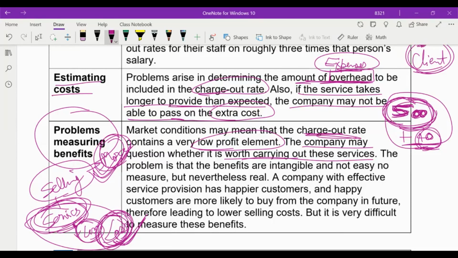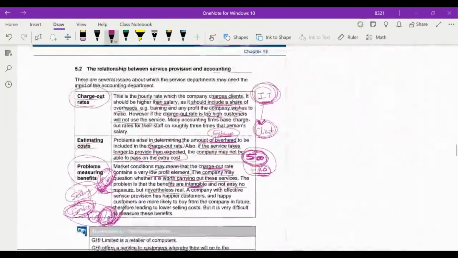The problem is that the benefits are intangible and not easy to measure, but nevertheless real. A company with effective service provision has happier customers, and happy customers are more likely to buy from the company in future. Only because of good after sales service, you may have returning customers, and those returning customers will give you much more benefit than you have lost here. But establishing whether it is actually benefiting is very difficult, because things will happen in future and many benefits cannot be measured readily in monetary terms. So that's a challenge.